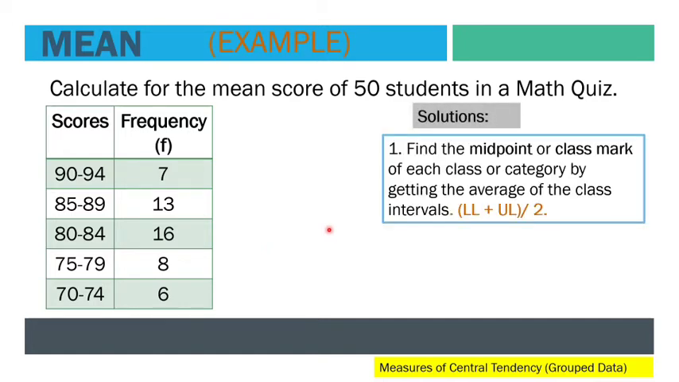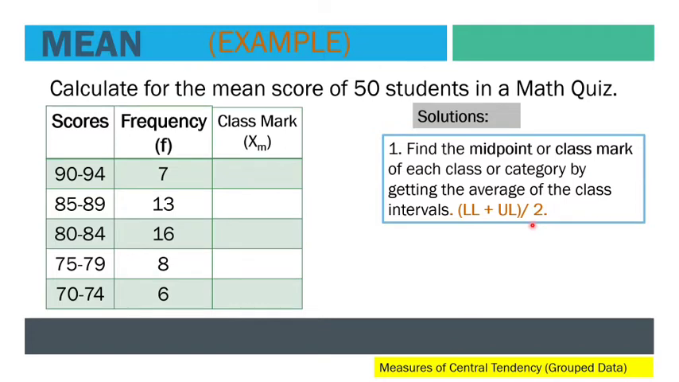First, we have to find the midpoint or class mark of each class or category by getting the average of the class intervals, which we have this formula. LL means the lower limit plus the upper limit divided by 2. So what do we mean by that? First, we have to add another column and label it as class mark. We fill up this column by using this formula.